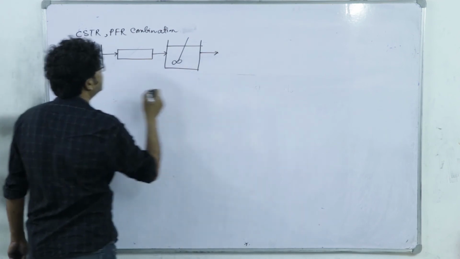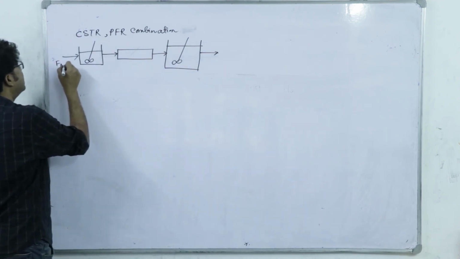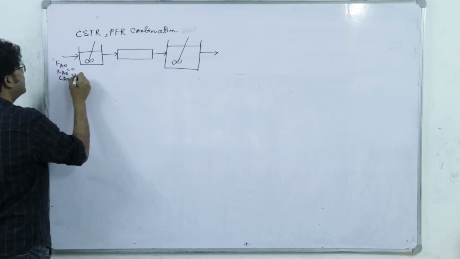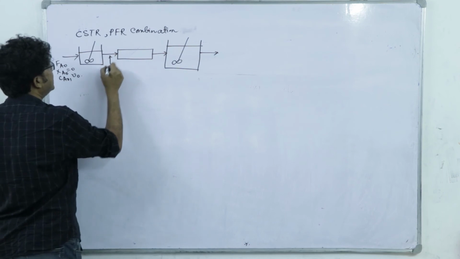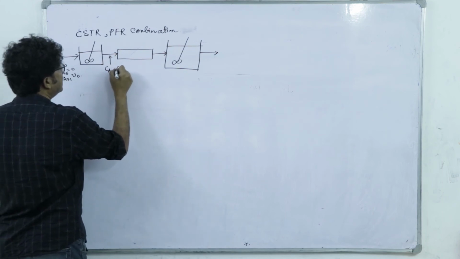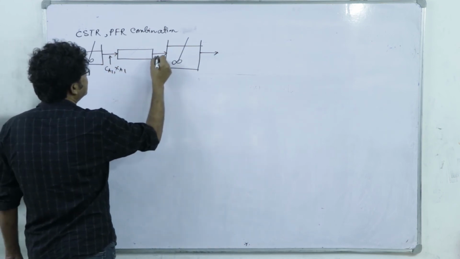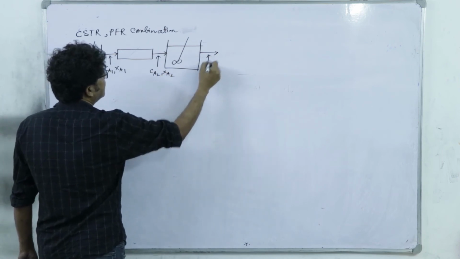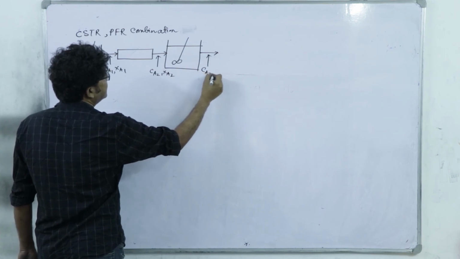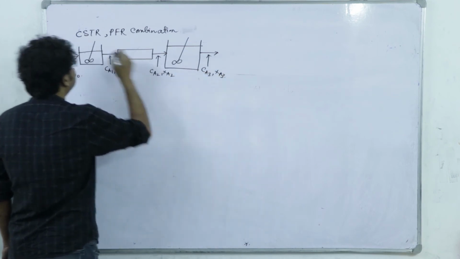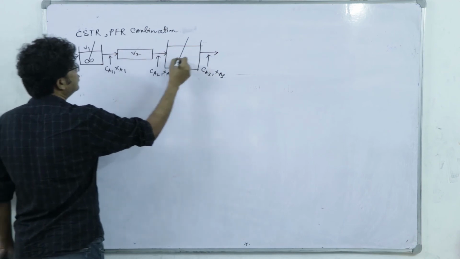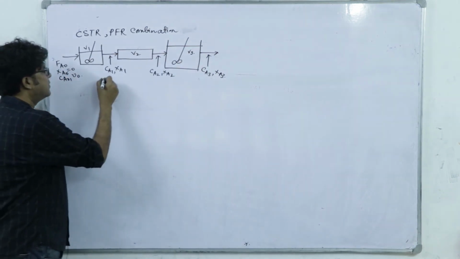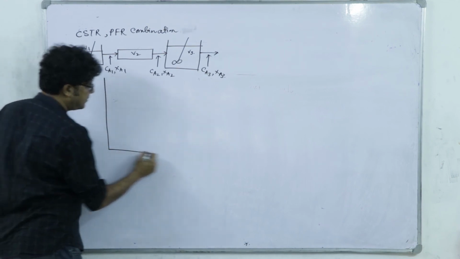Here it is Fa0, Xa0 equal to 0, CA0 and V0. Here it is CA1, XA1, CA2, XA2, and finally CA3, XA3. This is V1, this is V2, this is V3. We'll try to interpret the graph.